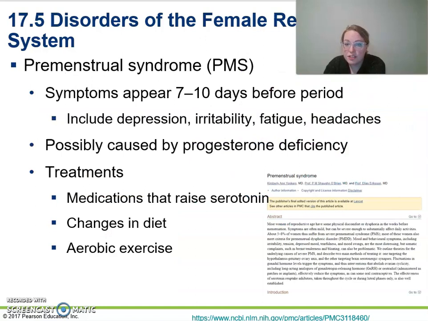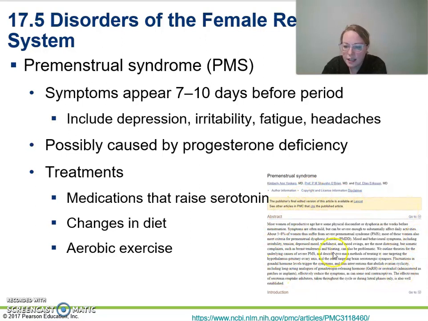Next, premenstrual syndrome, PMS. Okay. So I had to do research after reading in this book because it went contrary to what I had previously taught. So I looked up some studies. So symptoms appear 7 to 10 days before the period, possibly caused by progesterone deficiency. So I read an article that compiles the work of lots of different researchers. It's called a meta-study. And so you can kind of get a bigger overall picture of what's going on.